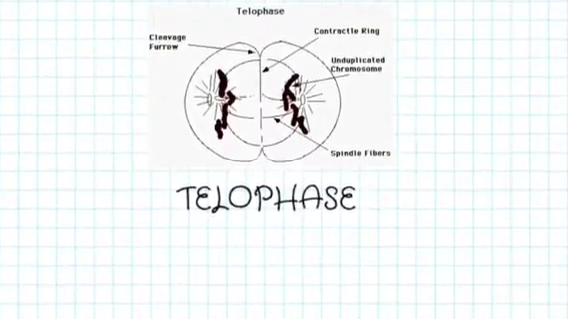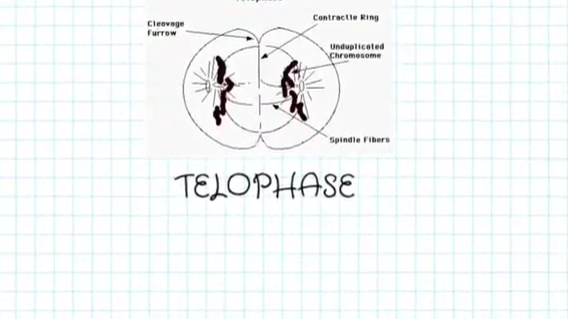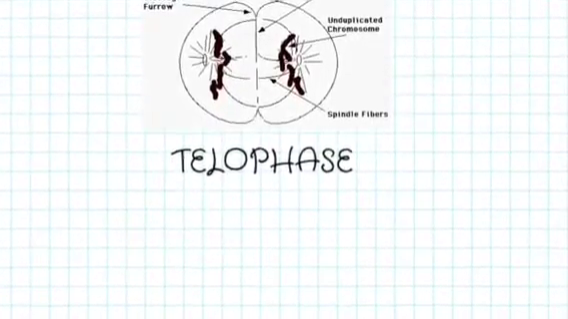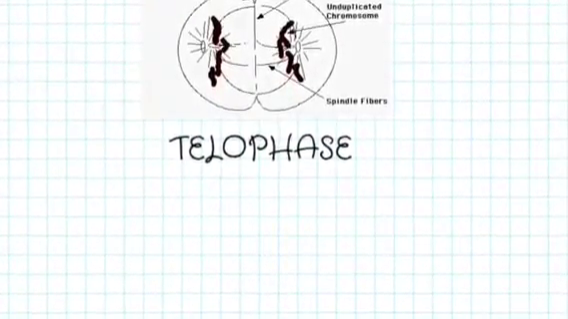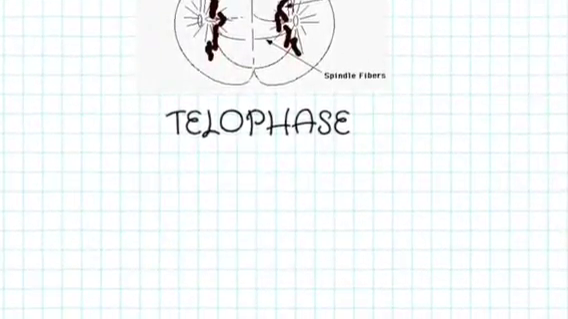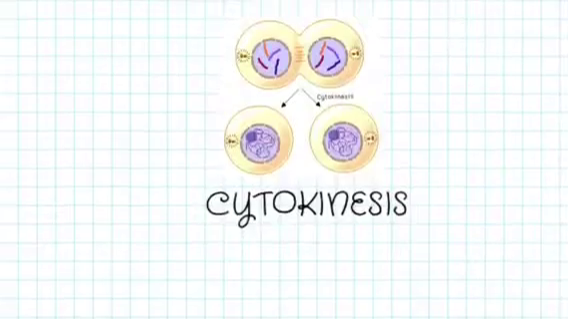Telophase. In telophase, the chromosomes are cordoned off into distinct new nuclei in the emerging daughter cells. Also, in telophase, the nuclear membrane appears, the nucleolus disappears, and the spindles disappear.